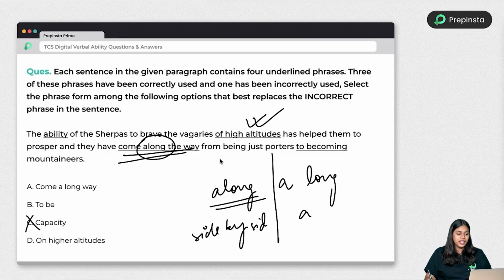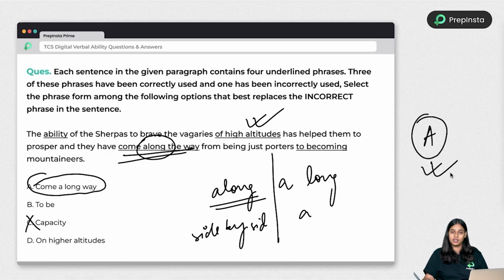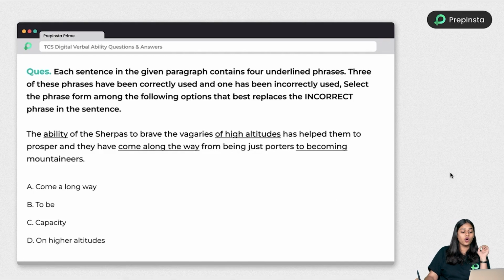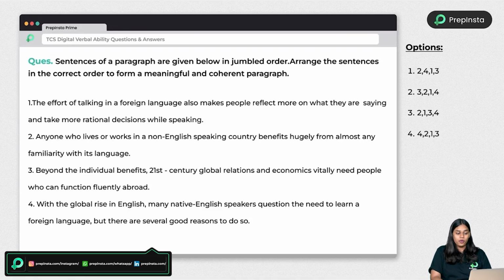So from being just porters to becoming mountaineers. So we are going to use come a long way, right? So we have come a long way from being just porters to becoming mountaineers. That means option A over here can be the correct answer. All right. I hope you've got the same answer. If not, here's a solution. You're learning, you're getting better. So don't cry and don't crib over it. Let's move forward.